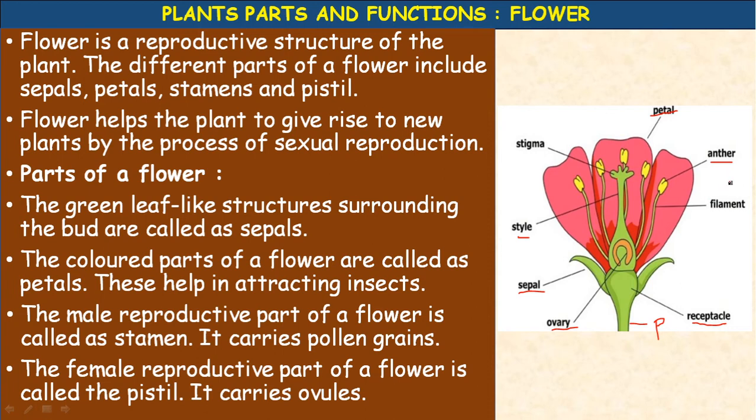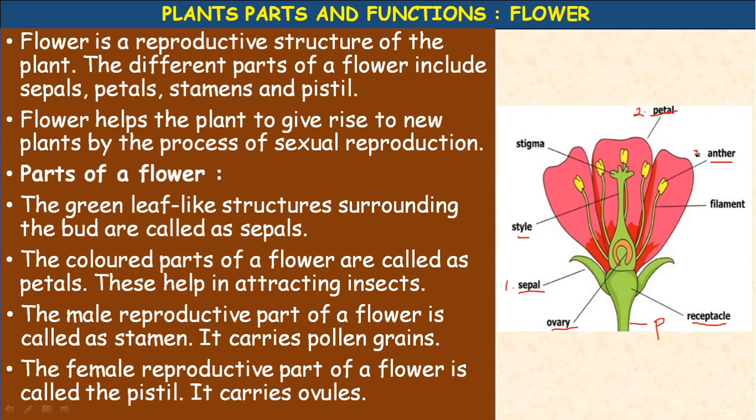And the petals are the colorful parts of the flower. They attract the insects for pollination, and all the petals together are called corolla. All the sepals are green colored, they are the outermost whorl. Okay, they are together called calyx. Calyx. Corolla is the second whorl, petals, and the third whorl is the androecium.